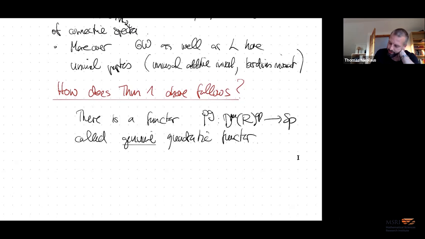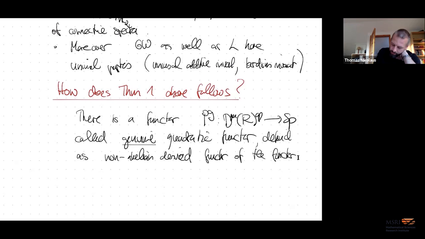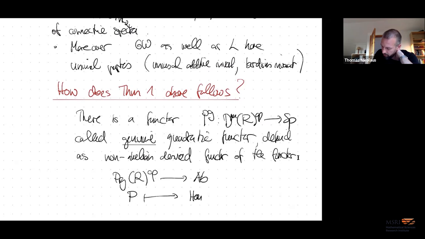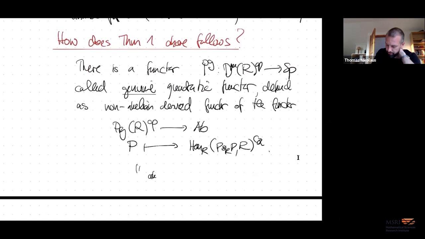It's defined as what is called the non-abelian derived functor of the functor which goes from projective modules over R to abelian groups. And what does it do? It takes a projective module P to the abelian group of symmetric bilinear forms. So what is that? That is just Hom over R from P tensor_R P to R, and then you take actual C2 fixed points. Maybe I write down that this is the abelian group of symmetric bilinear forms.